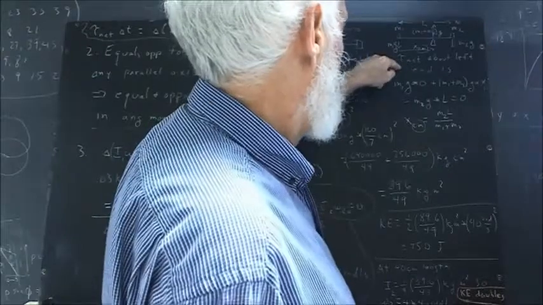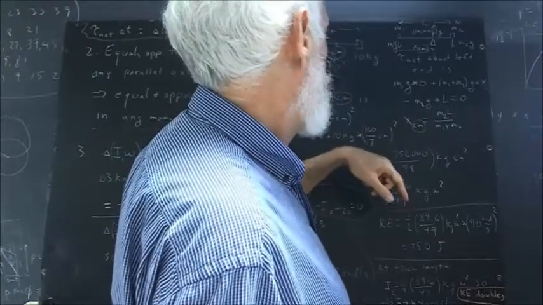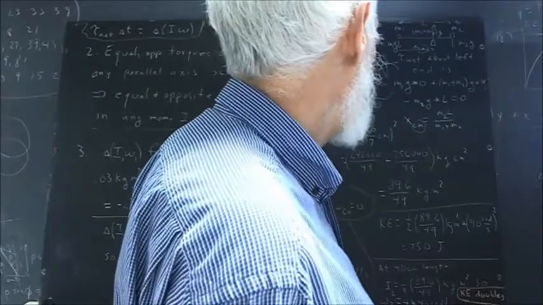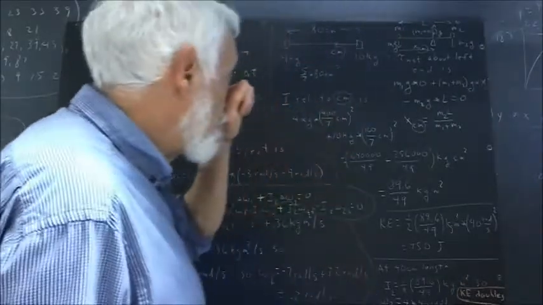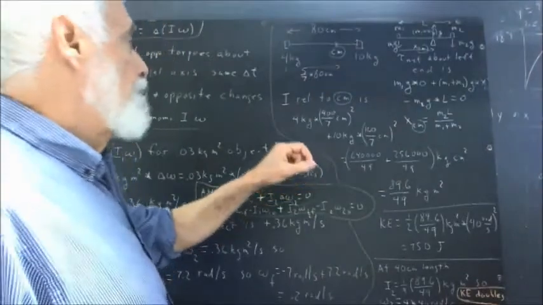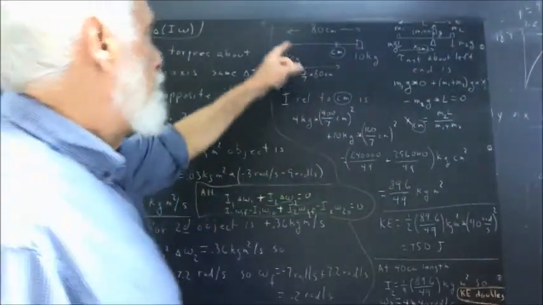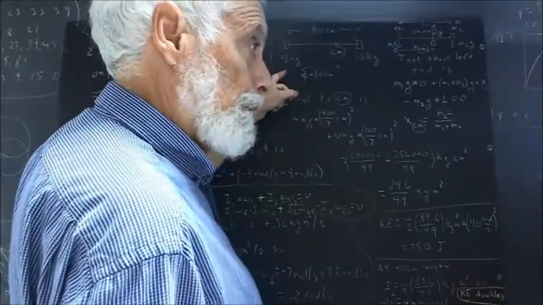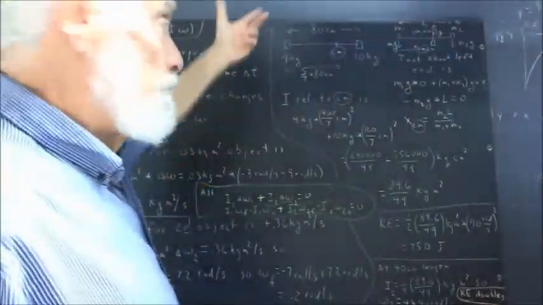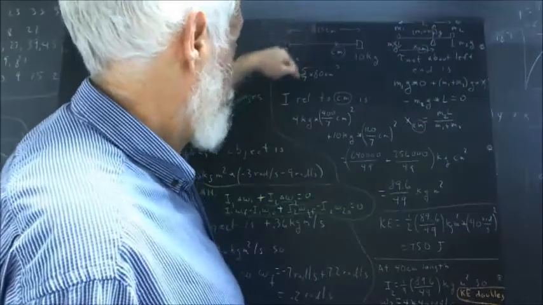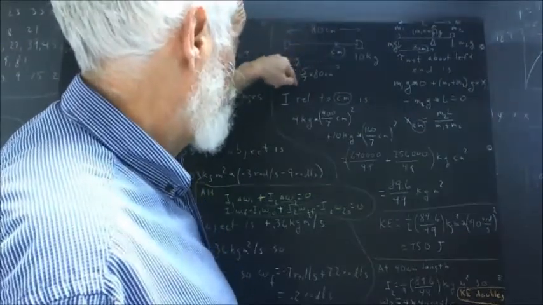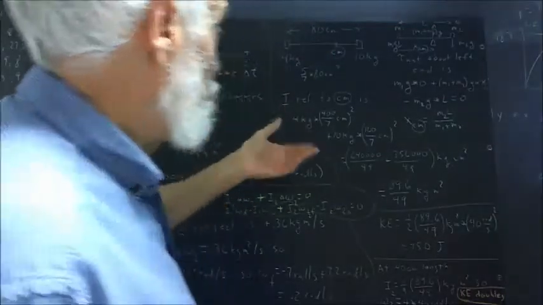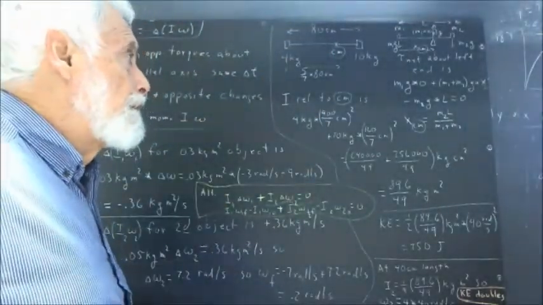Well, that immediately leads to the equation for the position of the center of mass, and we conclude that in this situation the center of mass occurs at 5/7 of the separation between the two objects. And since the separation here is 80 centimeters, the center of mass is going to occur at 5/7 of 80 centimeters.